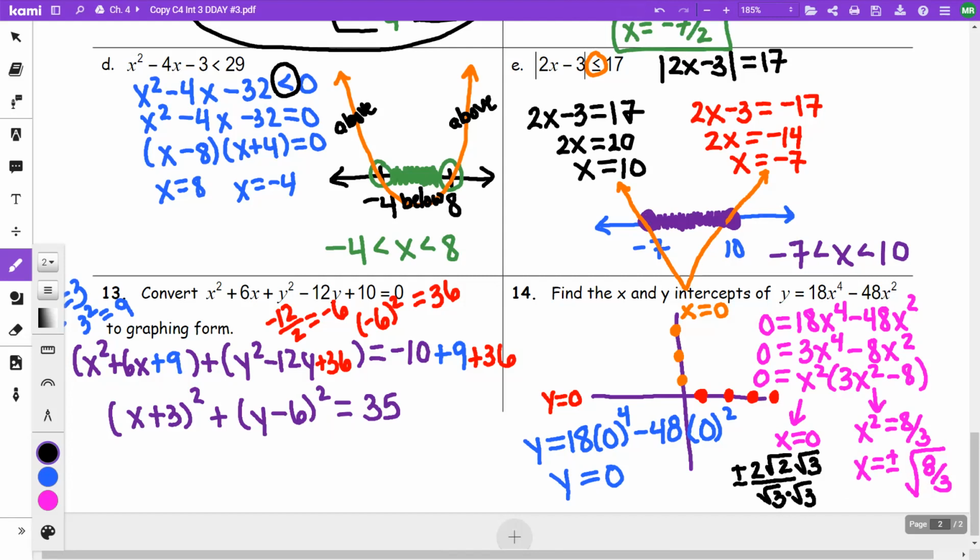So my cleaned up answer for this would be plus or minus 2 root 6 over 3. Those would be the x-intercepts along with x equals 0. My y-intercept is y equals 0.